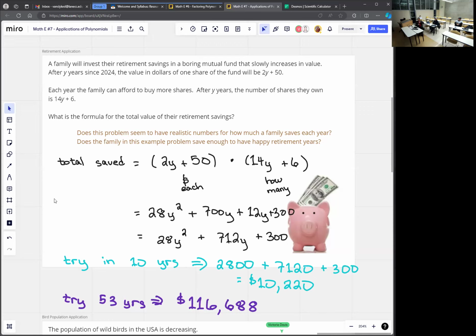We didn't try factoring this, but maybe the GED would give you 28y squared plus 712y plus 300 and ask you to factor that. And then when you did, and you got the 2y plus 50 times 14y plus 6, it could say, if the value of each share was 2y plus 50, what might the 14y plus 6 represent? Something like that. Okay, questions about this one?